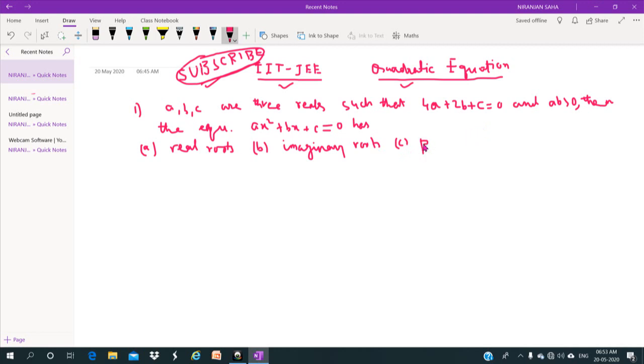Purely imaginary roots means it consists of just iota, not any real number. Not a mix of real number and iota. So purely imaginary root consists of just iota.